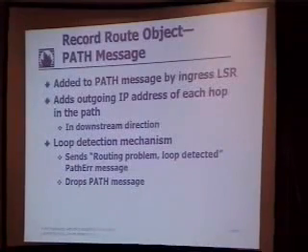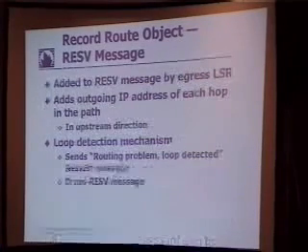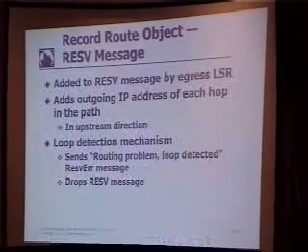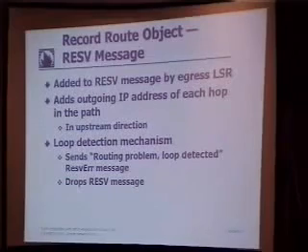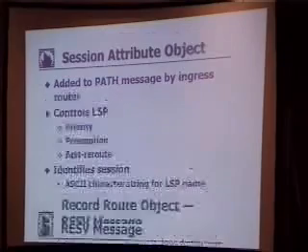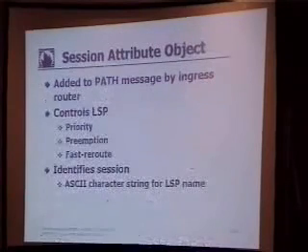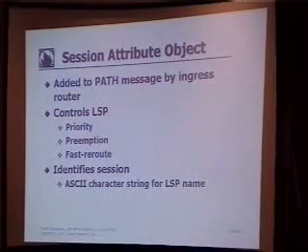This is why I didn't talk about the record route object. We didn't get to the slide yet, but I've already mentioned it, so let's move on. Same record route object, but in the opposite direction for the reservation message on the way back. Here's the object that carries some of the attributes we've been talking about. We'll get into what some of these mean later on.